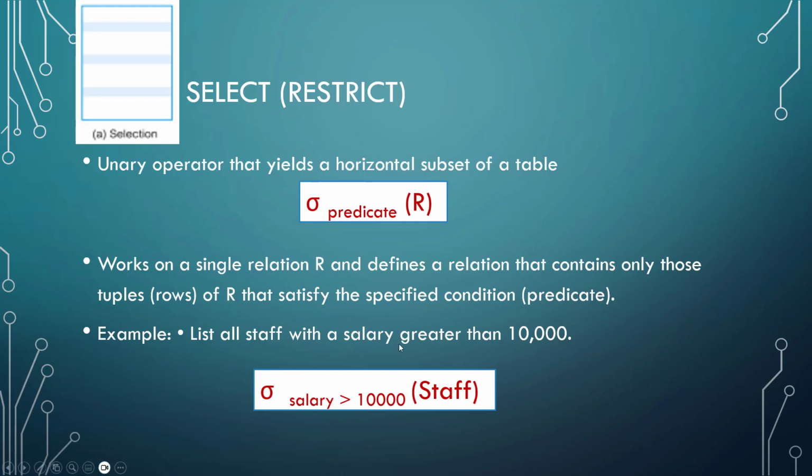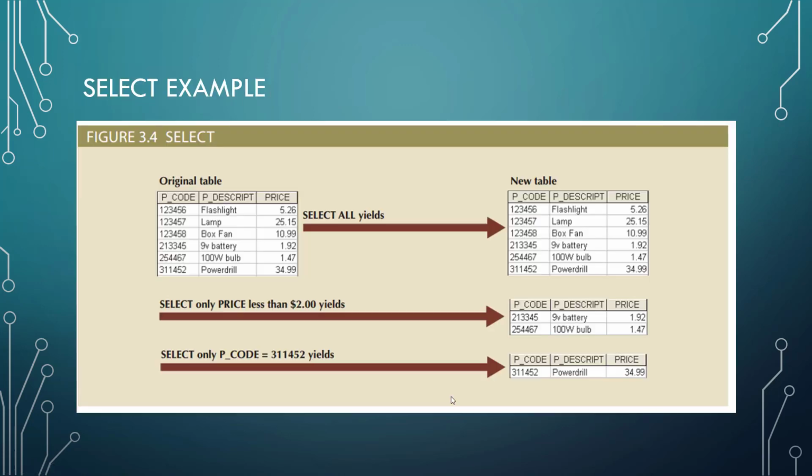Example, list all staff with a salary greater than 10,000. This is how you would write it in relational algebra. Sigma, salary greater than 10,000, and there's my rel var representing the staff relation. Here's some example from the textbook. Here is my original relation, call it product. And you can actually do a relational operation that selects all from product.